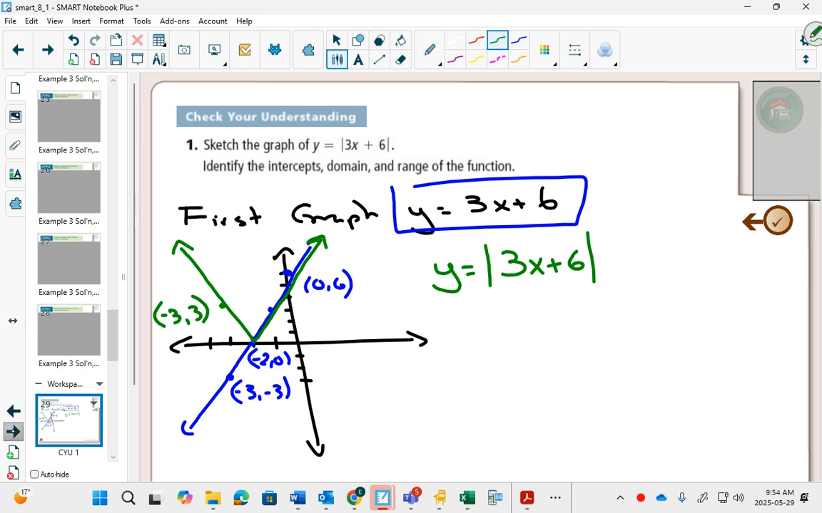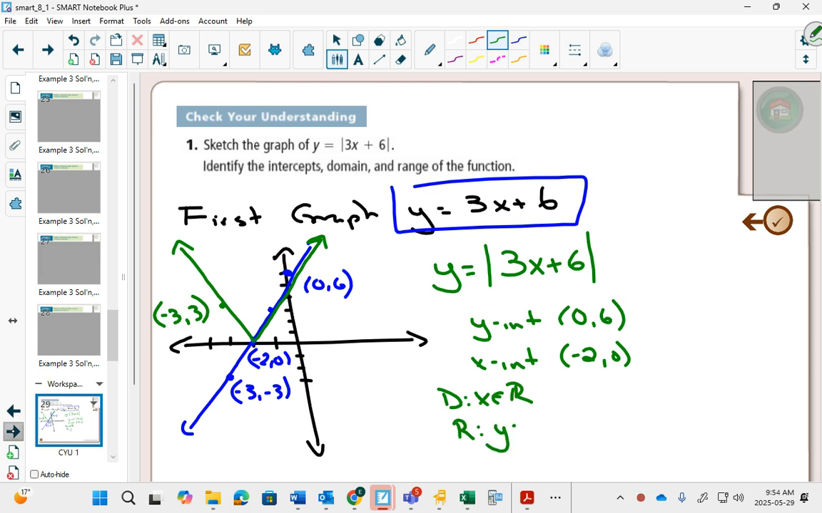So identify my intercepts. Well, for my green graph, my y-intercept is at 0, 6. My x-intercept is at negative 2, 0. The domain is still everything. There's no x value you're not allowed to put into an absolute value equation. And the range is your y values are now bigger than or equal to 0.